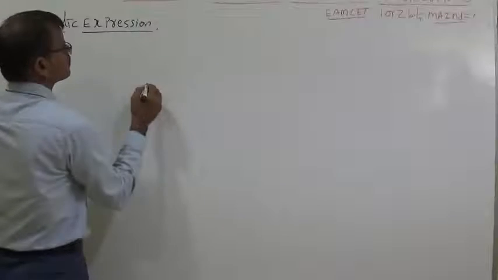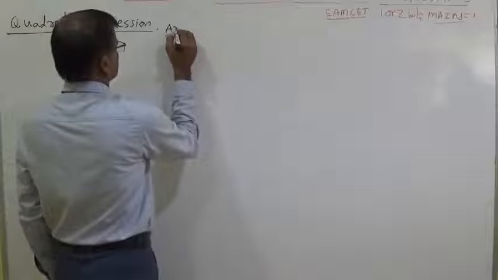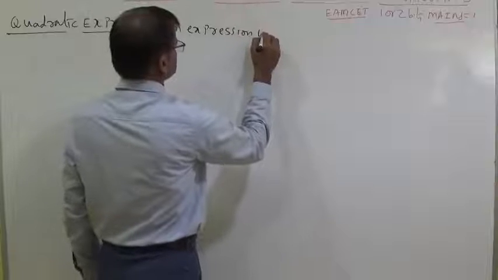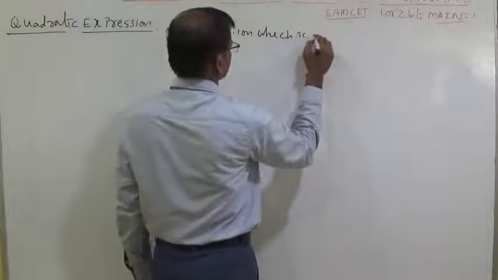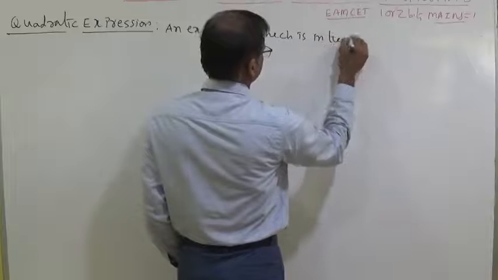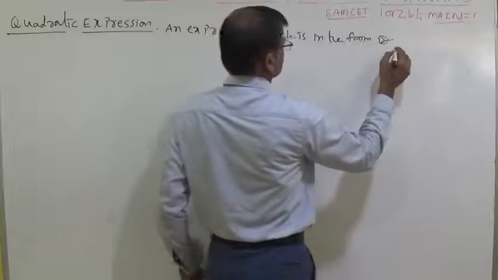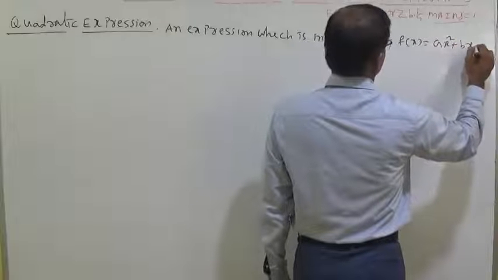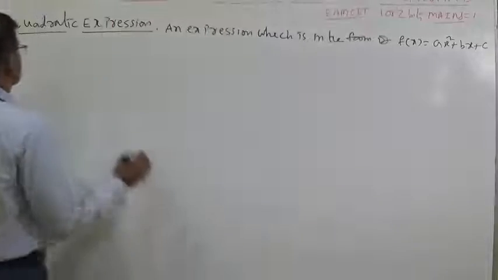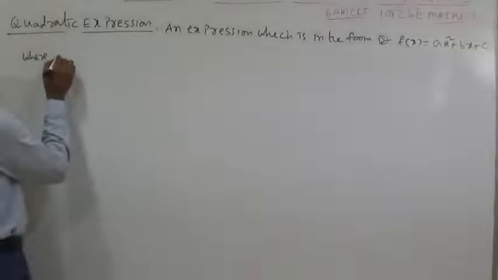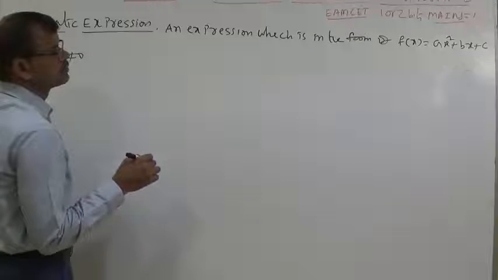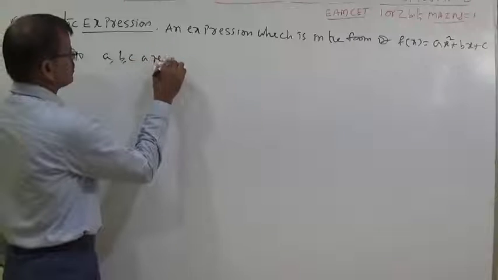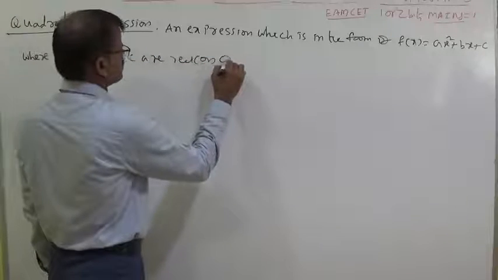Quadratic expression. We can write an expression which is in the form of f of x is equal to ax square plus bx plus c, where a not equal to 0, and a, b, c are real or complex numbers.